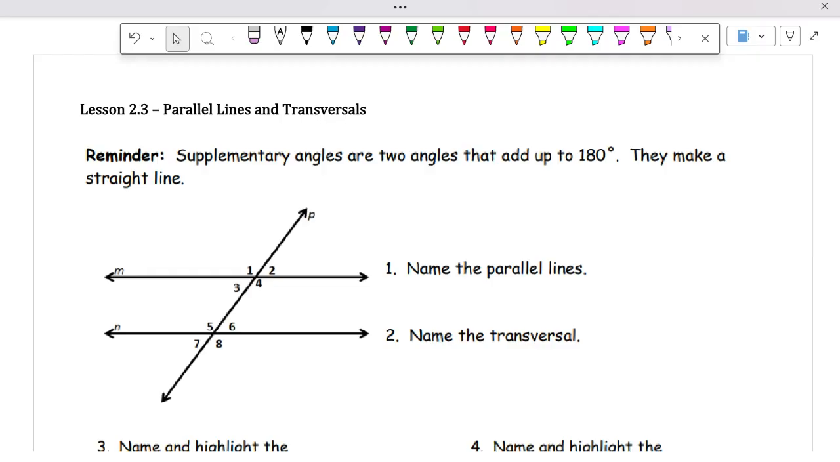So you need 4 different colors, whether that be highlighters, colored pencils, or pens. I don't care. You just need to have at least 4 of them.